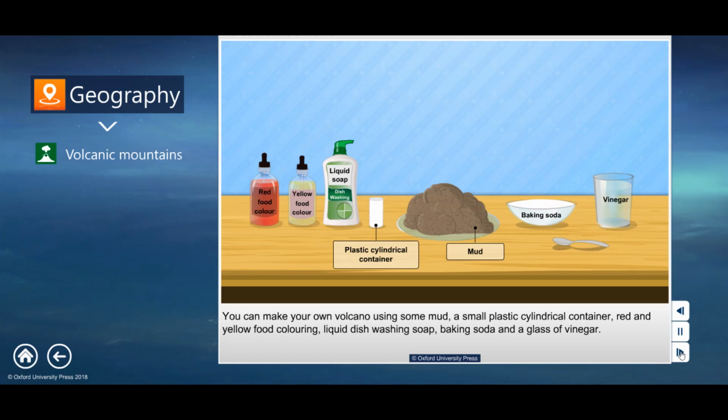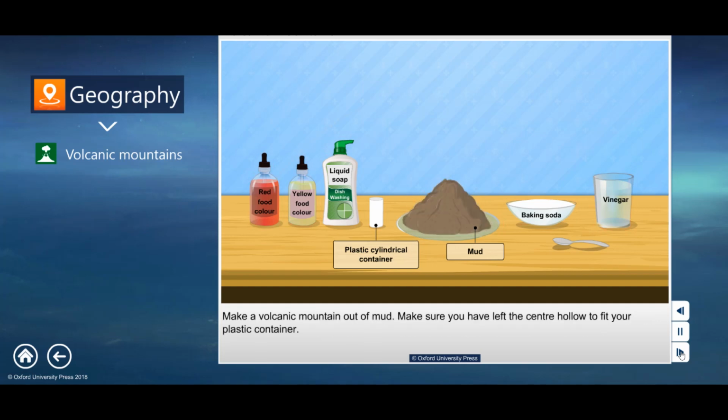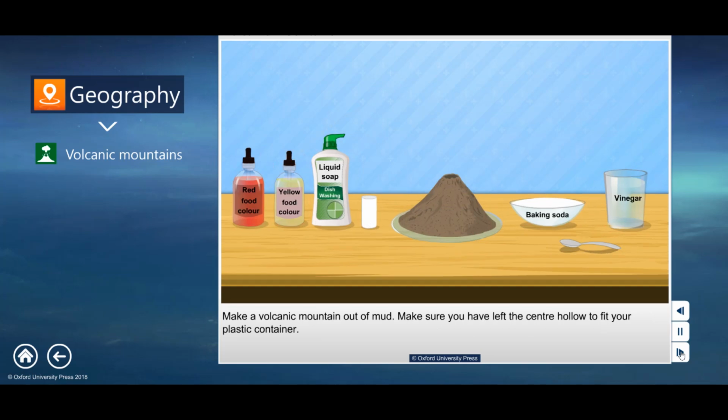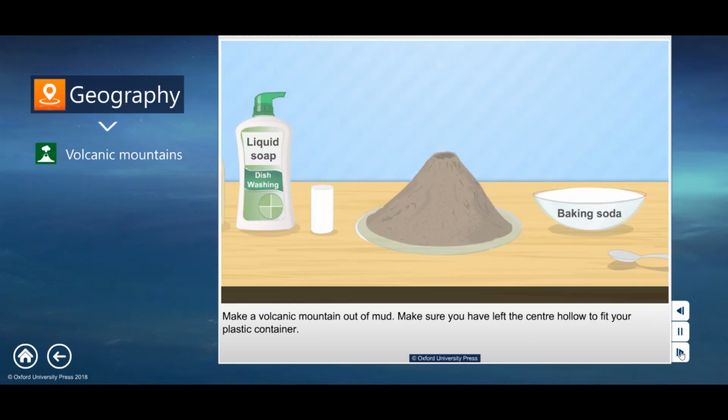You can make your own volcano using some mud, a small plastic cylindrical container, red and yellow food coloring, liquid dishwashing soap, baking soda, and a glass of vinegar. Make a volcanic mountain out of mud. Make sure you have left the center hollow to fit your plastic container.